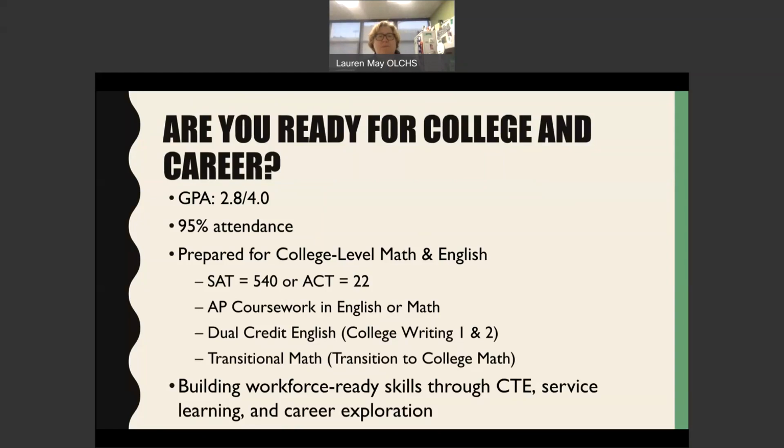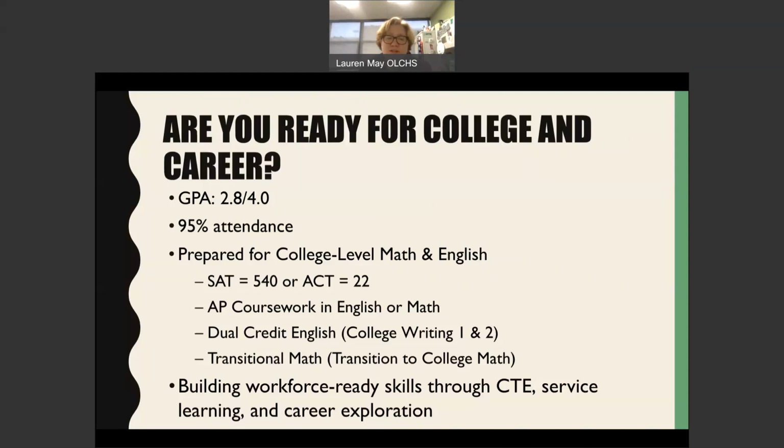Illinois also defines prepared for college and career as ready for college level math and English. And so some of the indicators there would be SAT or ACT scores. Juniors will take the SAT this year. AP coursework in English or math. Those AP courses are modeled after first year college courses, and so that would show readiness for college level math and English. We also have a dual credit English course, College Writing 1 and 2, which also transfers to any Illinois college or university. So those are great options to take some college courses here in high school.